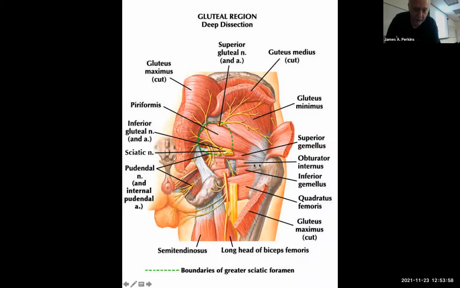So what we see in the cadavers is superior gemellus and inferior gemellus muscles where you can actually see the red fleshy muscle belly, but they're separated by just a white tendon, which is the obturator internus tendon.